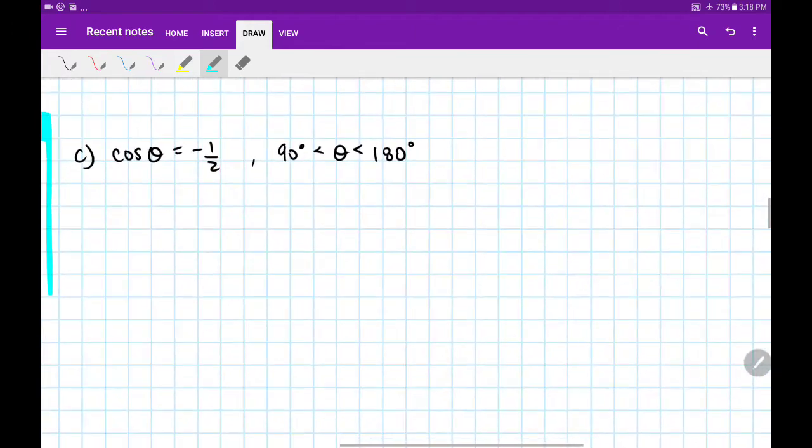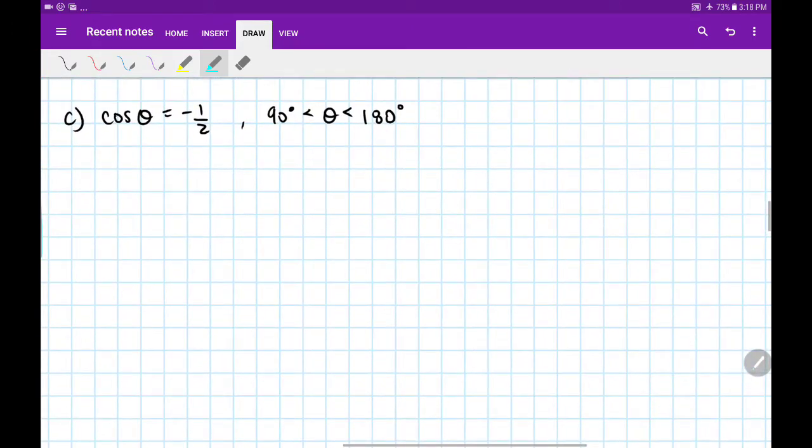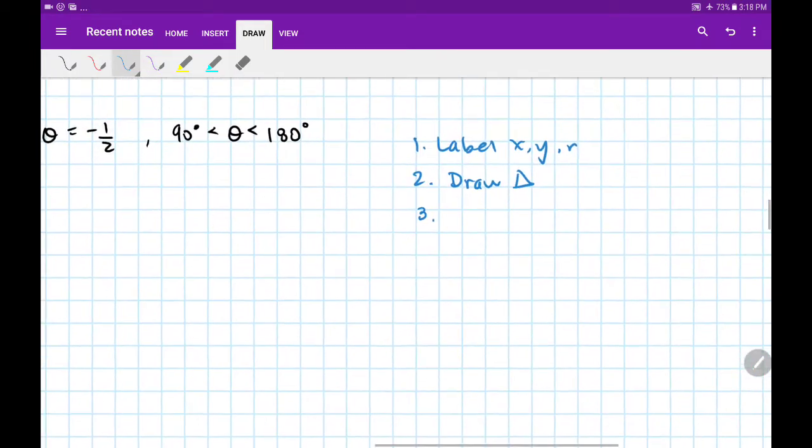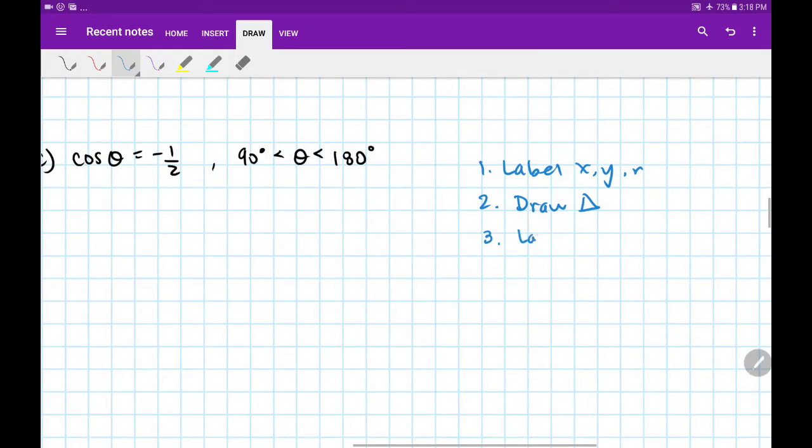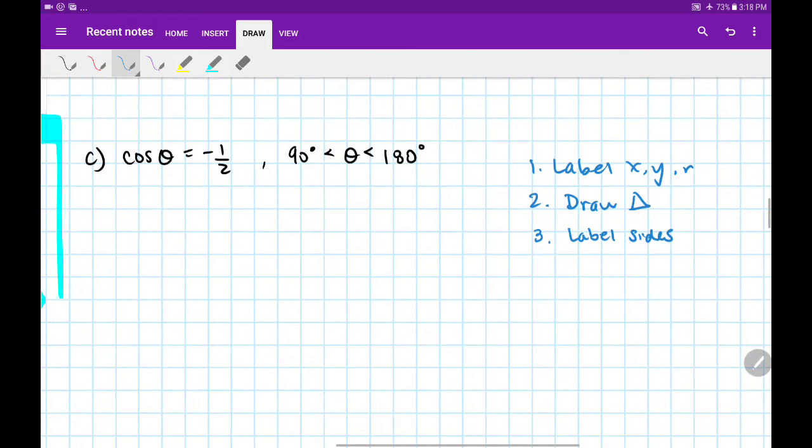Let's do another example. This is number 1C. So as before, we're going to label first. Label, label, label. Number 1, label x, y, r. Step 2, draw the triangle. And then step 3, we're going to solve. We're going to label the sides again and go from there. So cosine theta is -1/2.